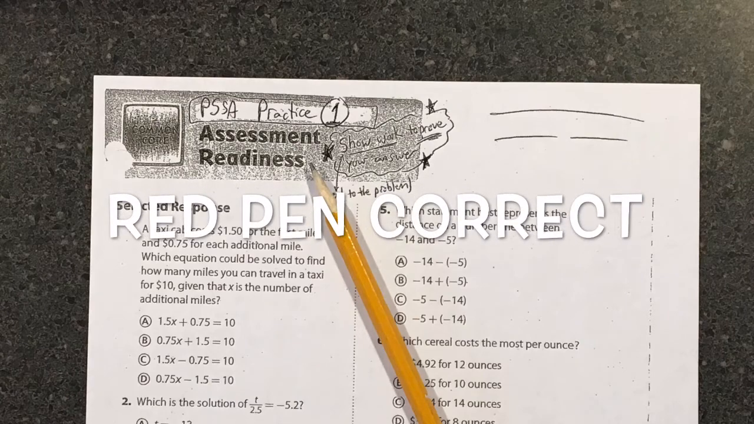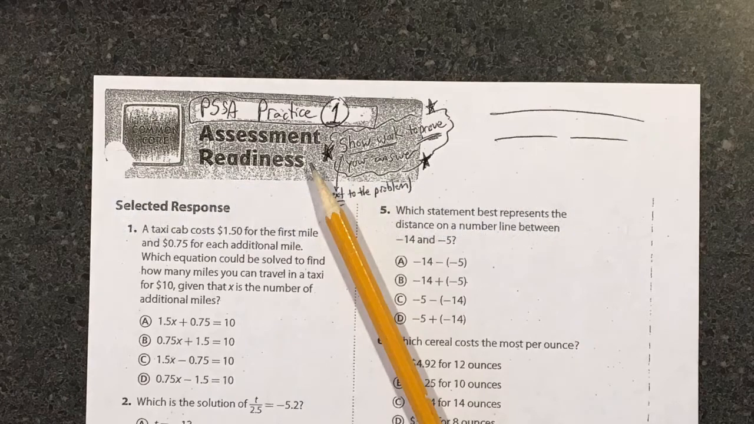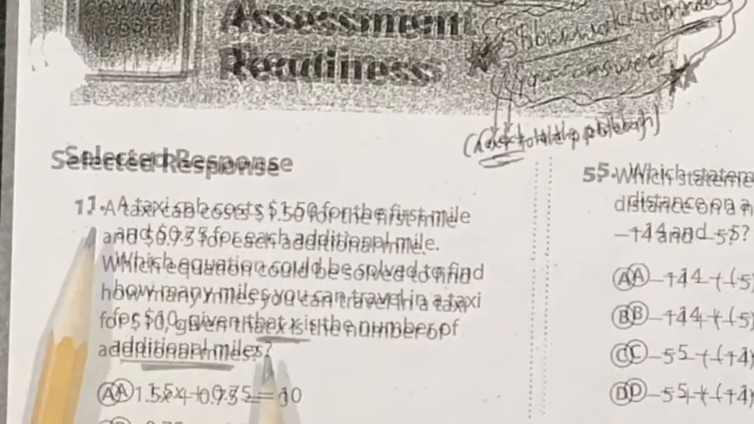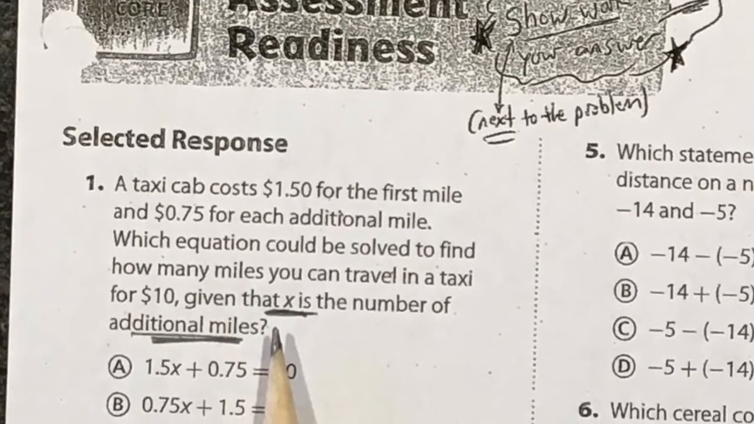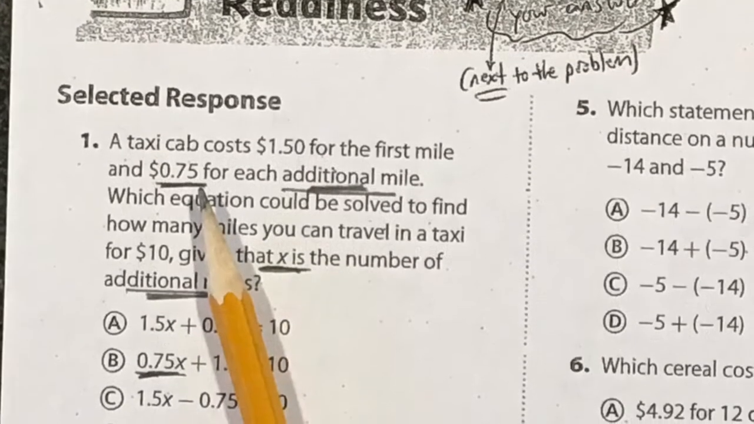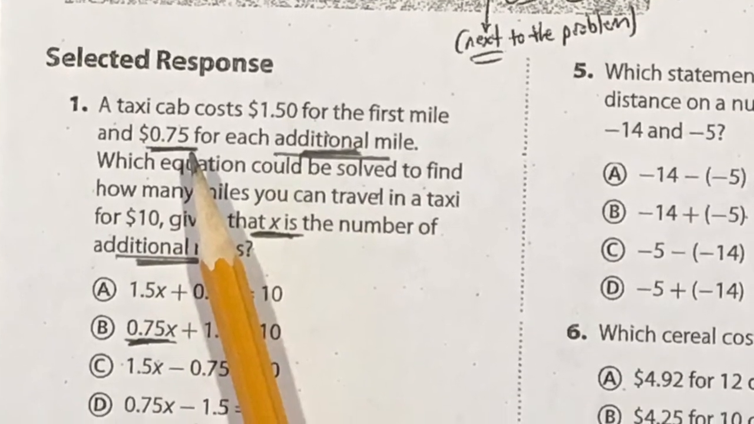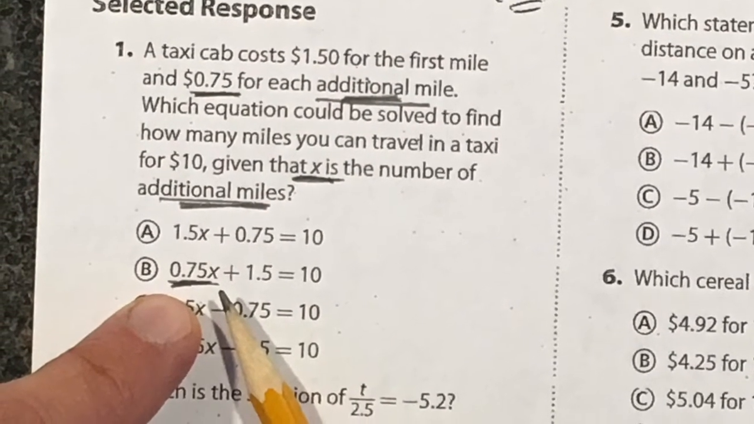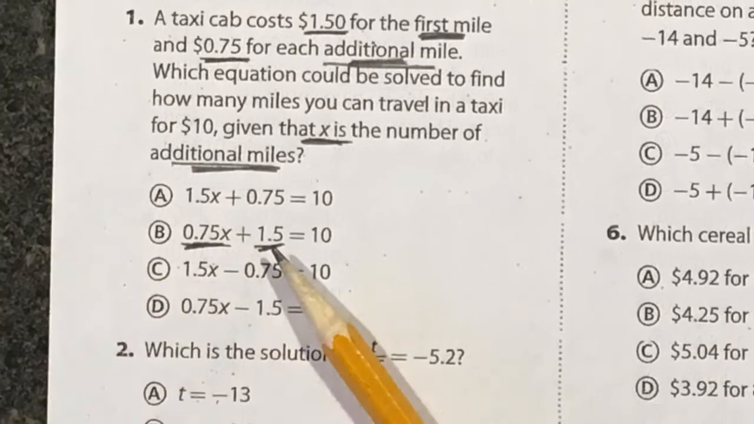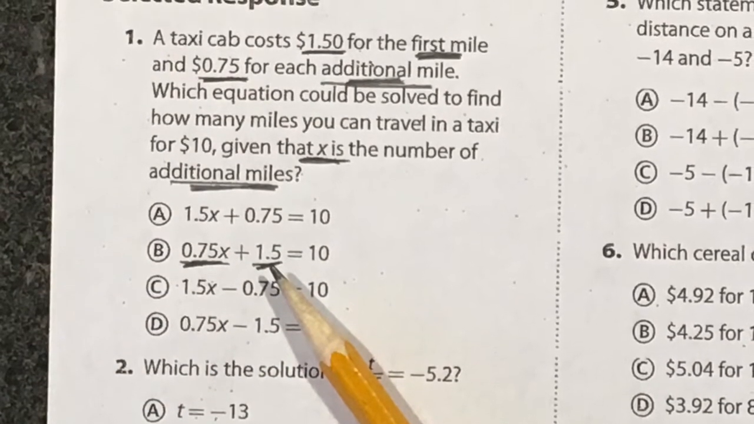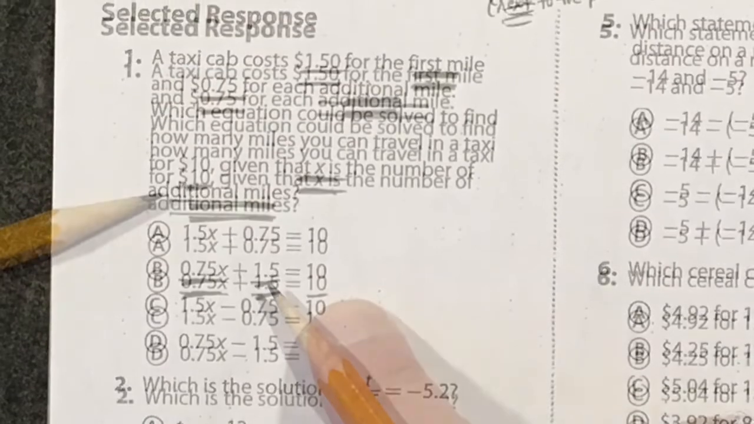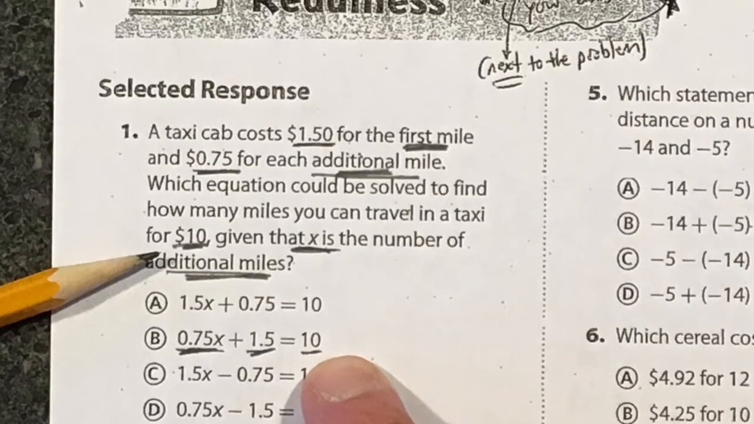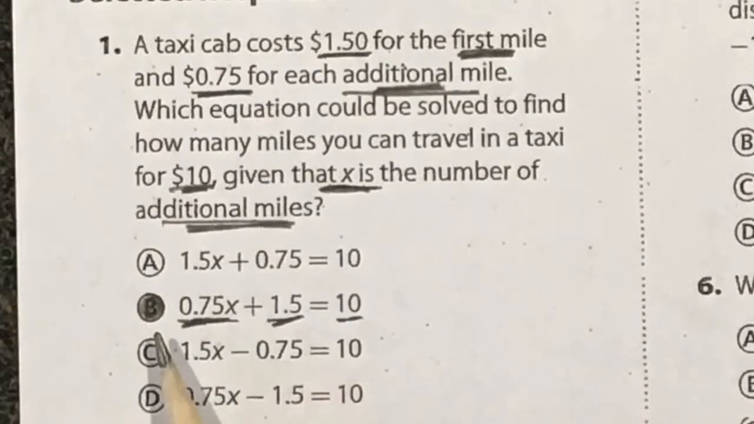Okay, it's time to red pen correct PSSA practice number 1. Problem 1. First of all, the variable represents the additional miles, and it'd be multiplied by 75 cents because that's what each additional mile costs. So you multiply 75 cents times x. Then you would add on the $1.50 for the first mile, and it would give you a total of 10. So the final answer, the correct equation, is letter B.